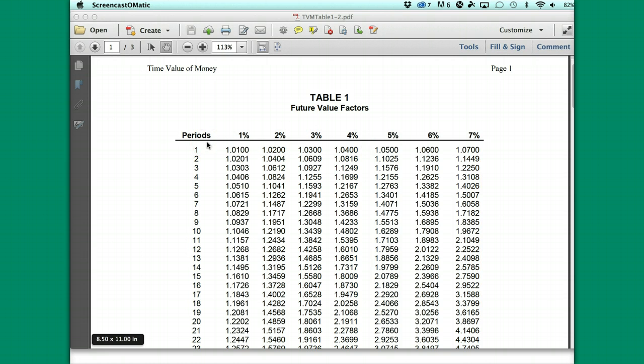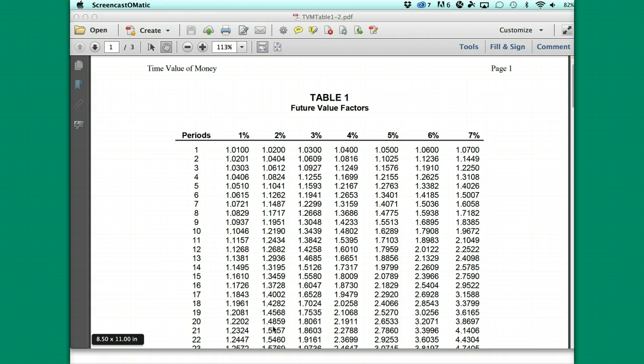So again, we have $5,000 that we're going to invest. We're going to invest that money for 10 years. We have semi-annual compounding, and we can earn 4% annually. So our periods is 20. Our interest rate is 2, so we just find where those come together.